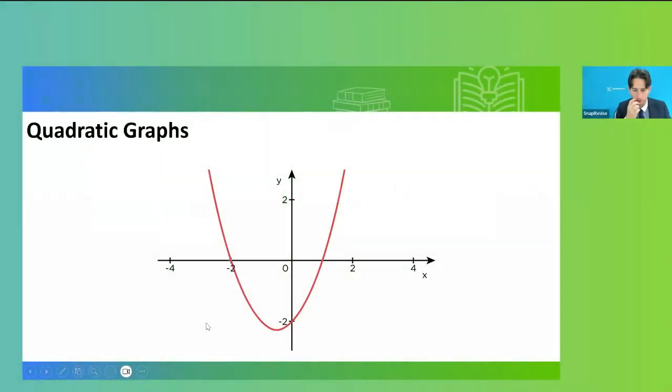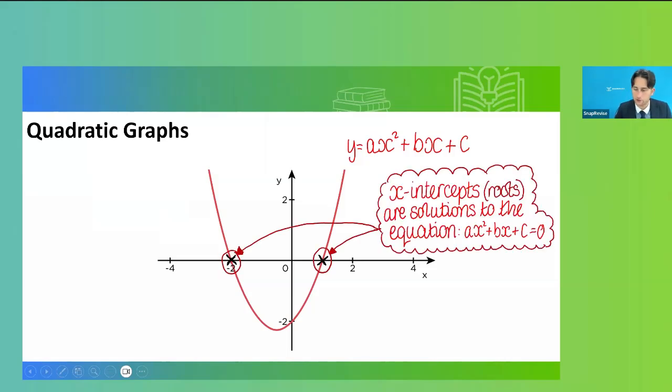Okay, here we go. So quadratic graphs, I think this is worth talking about. Anything of the form something x squared plus something x plus something, even if these things are zero, if there's an x squared in it, it's a quadratic. Okay, and there's some key features to know.